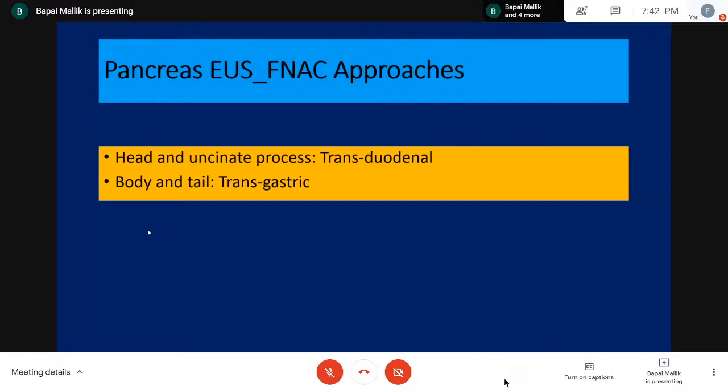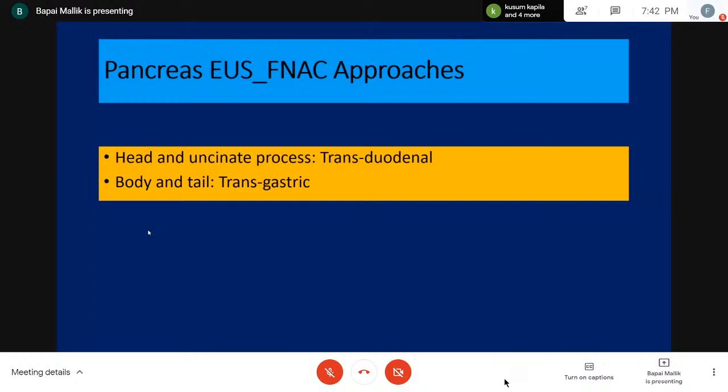For lesions which are located in the head and the uncinate process, it is a transduodenal approach. Whereas in lesions which are located in the body and the tail of the pancreas, it is a transgastric approach. This is a crucial bit of information.